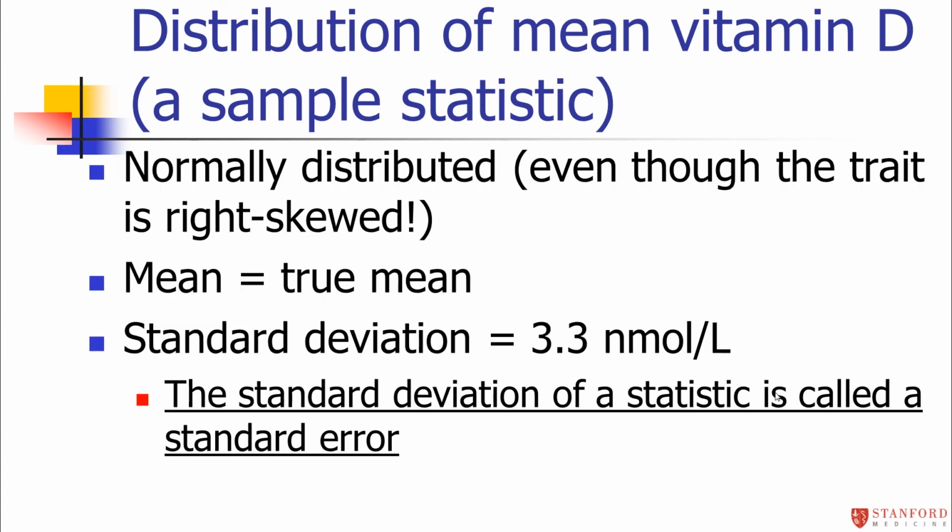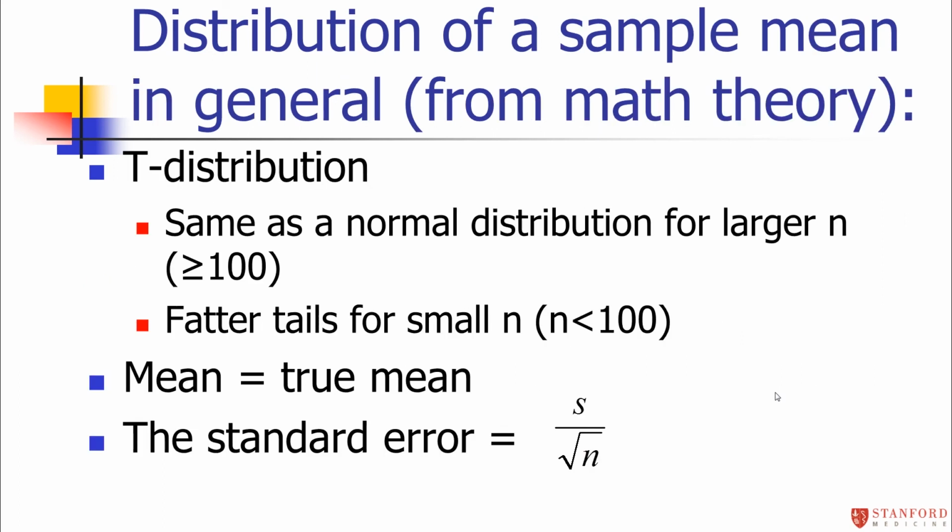So the distribution of mean vitamin D that I got from this computer simulation, I see that it's normally distributed. The mean is equal to the true mean, and the standard deviation, or what we also call the standard error, is 3.3 nanomoles per liter. I got this all out of the computer simulation, but the distribution of a sample mean in general, people have long ago worked out with mathematical theory.